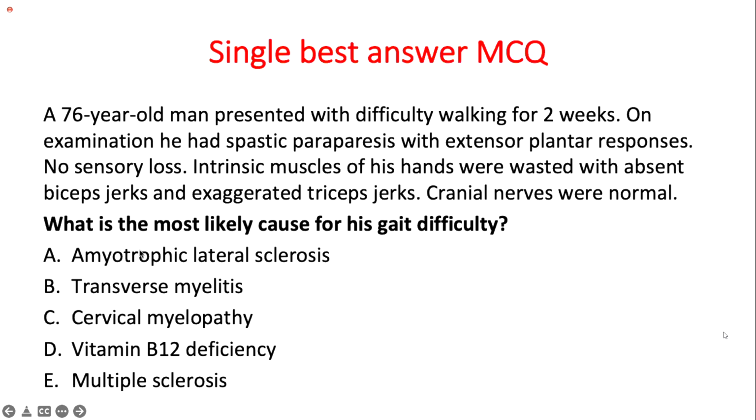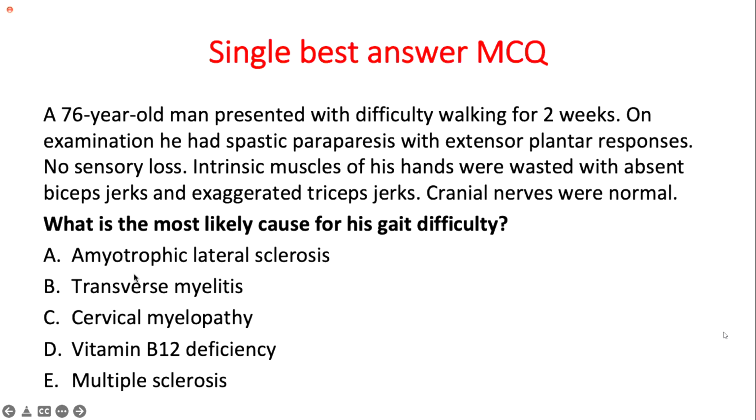So you are left with only 3. Of the 3, in transverse myelitis there is a sensory level, so there is a sensory loss. Then you are left with only 2. So transverse myelitis is also excluded. This is how you answer MCQs. Not difficult, but your basic knowledge has to be there. With age and sex, multiple sclerosis goes out. With no sensory loss, B12 and transverse myelitis go out.